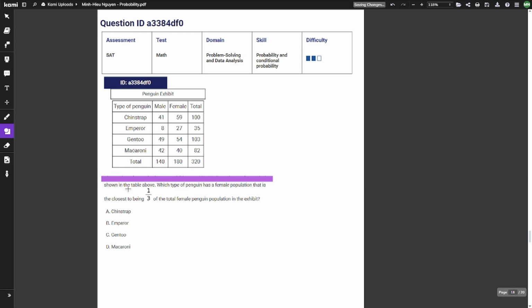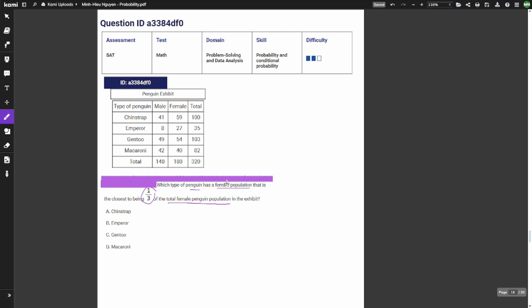Shown in the table above. Okay. Which type of penguin has a female population that is closest to a third of the total female penguin population in the exhibit? Wow, I cannot read. Okay, so we want the penguin that has a female population that is a third of the total female penguin population. Once again, how is this probability? This is just like fractions and stuff.